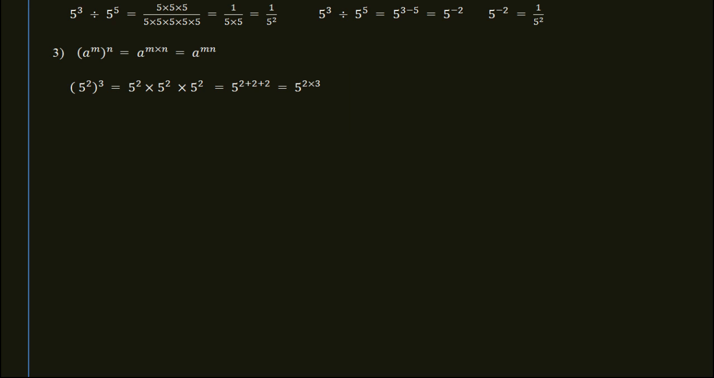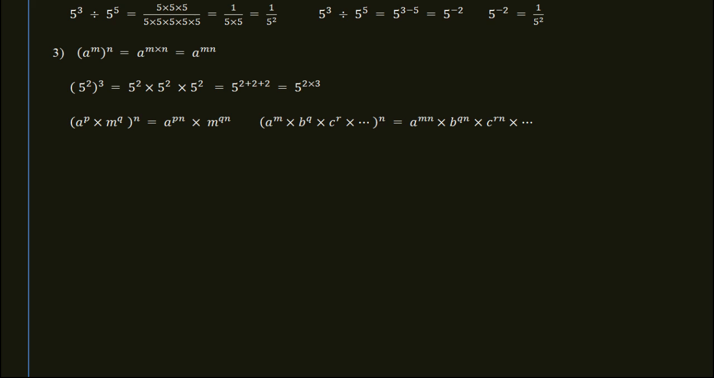It is not difficult to show, following the same line of argument, that a to the power p times m to the power q, the whole expression to the power n, is equal to a to the power pn times m to the power qn. In general, this expression is equal to this one.